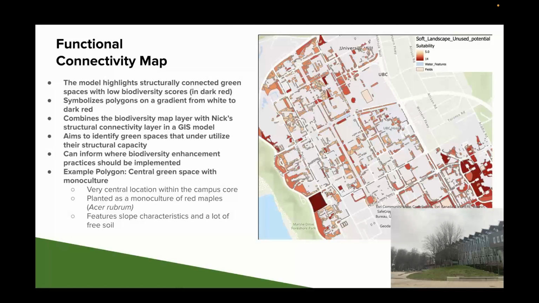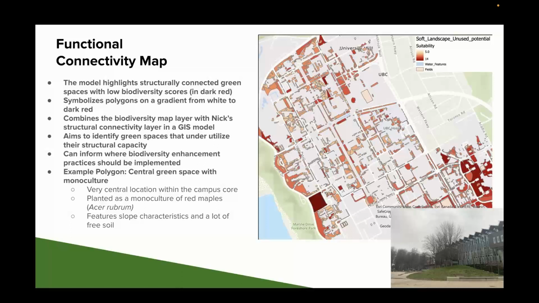This green space, unfortunately, is roughly the same size as the previous example. However, it only supports 3 trees that are all of the same species, red maple. And it even features similar slope characteristics and a lot of open free soil. So this has a lot of potential to host more diverse sets of tree species.